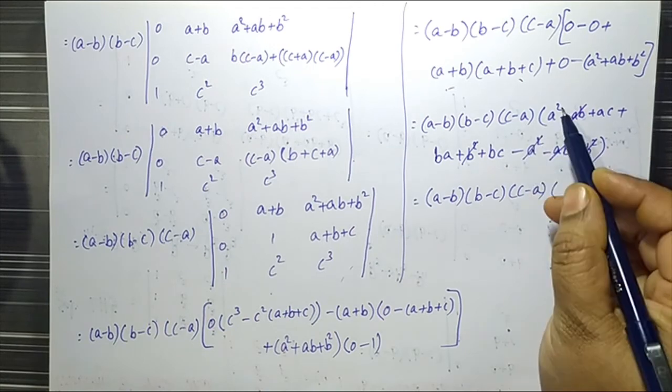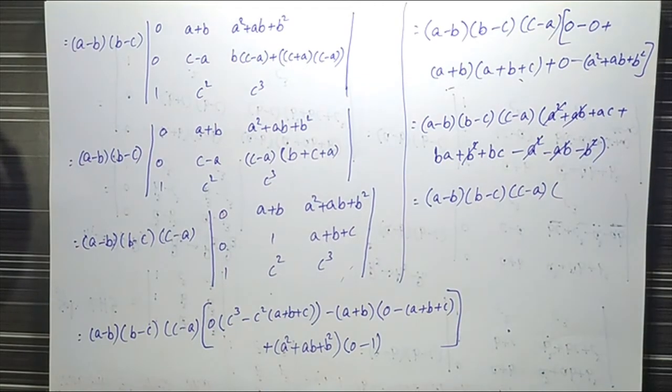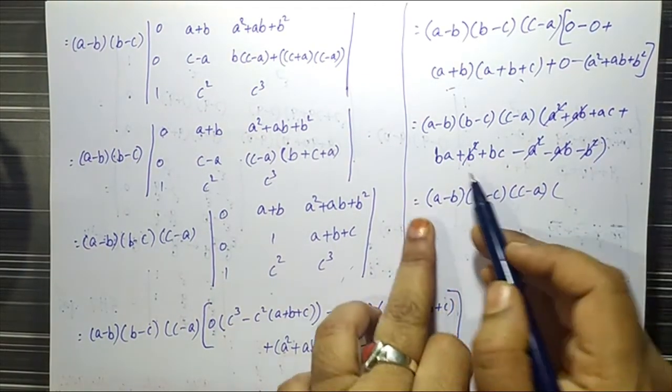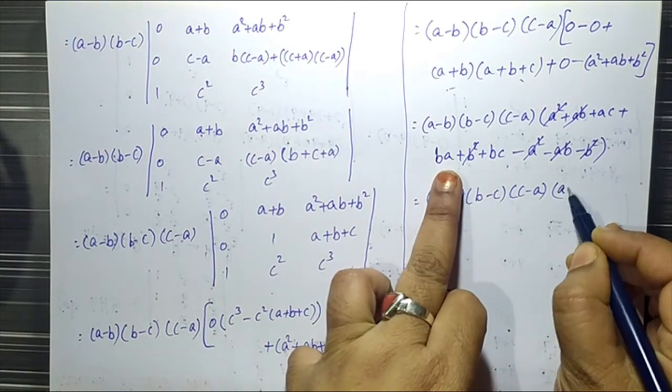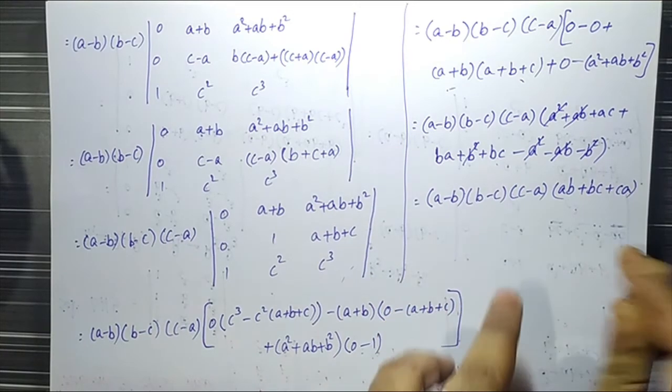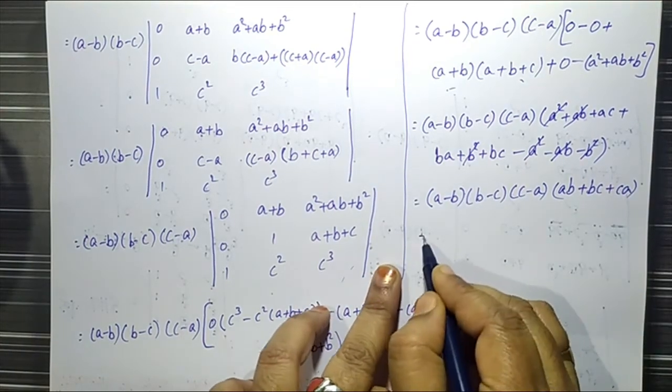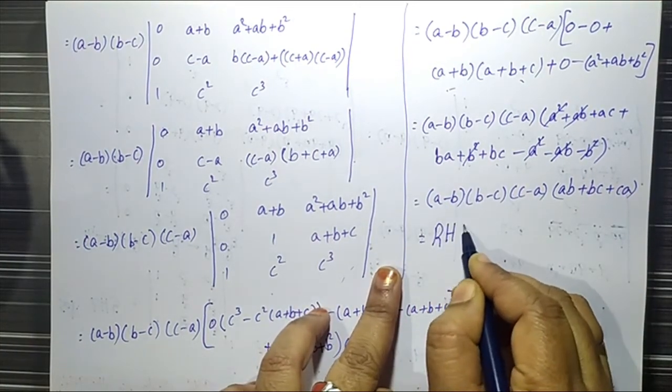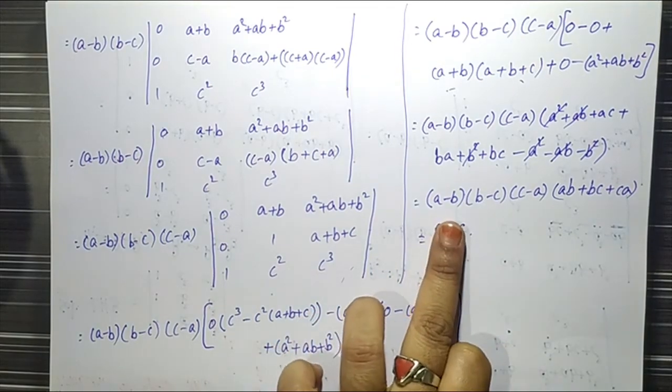Here also a square minus a square get cancelled. Then that value is ba, which is nothing but ab, plus bc plus ca. You have to write it in order, that is equal to RHS. This is the RHS value.